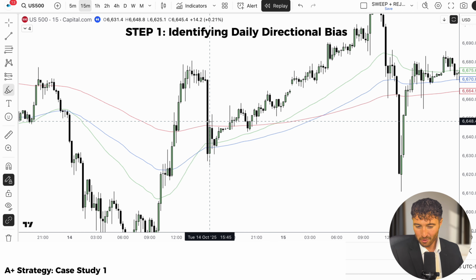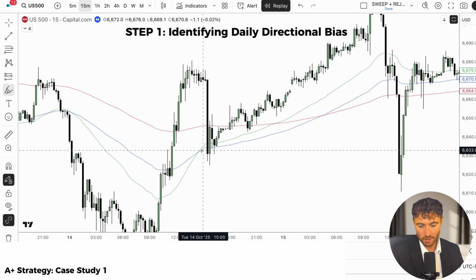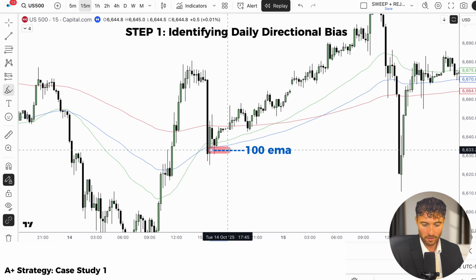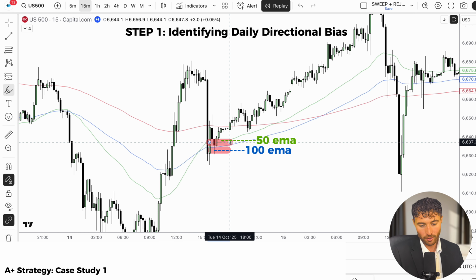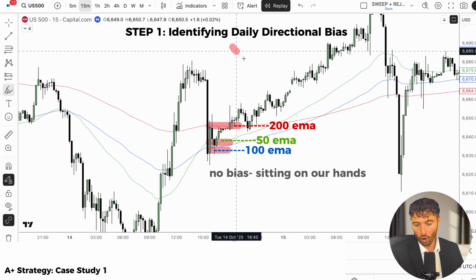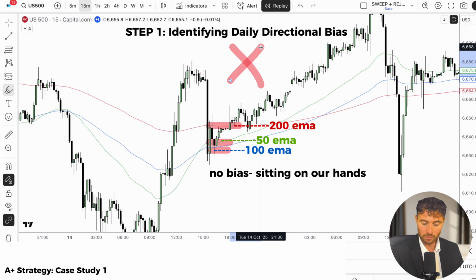And an example where we would have no bias in the market would be right here. You can see in this example, the 100 EMA is on the bottom, the 50 EMA is in the middle, and the 200 EMA is on the top. And so we would not have a clear bias in this market, and so we would be sitting on our hands.